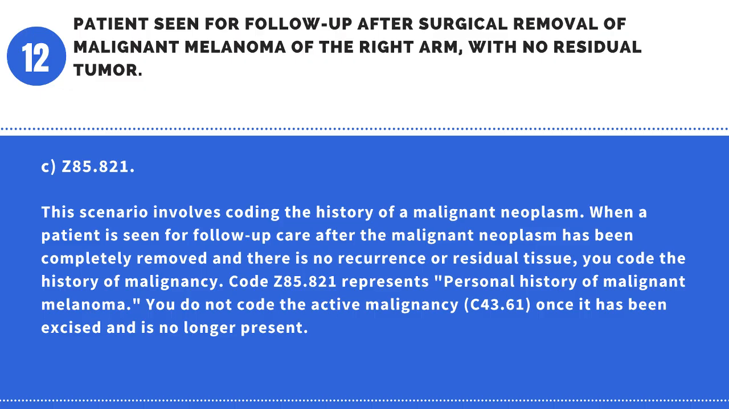Answer: C. Z85.821. This scenario involves coding the history of a malignant neoplasm. When a patient is seen for follow-up care after the malignant neoplasm has been completely removed and there is no recurrence or residual tissue, you code the history of malignancy. Code Z85.821 represents personal history of malignant melanoma. You do not code the active malignancy, C43.61, once it has been excised and is no longer present.